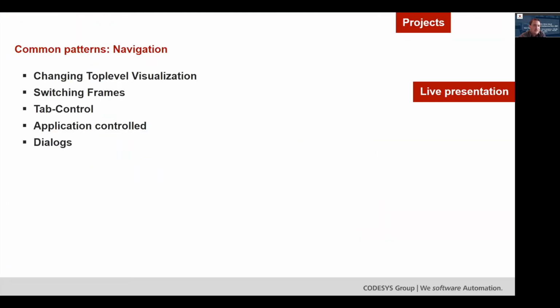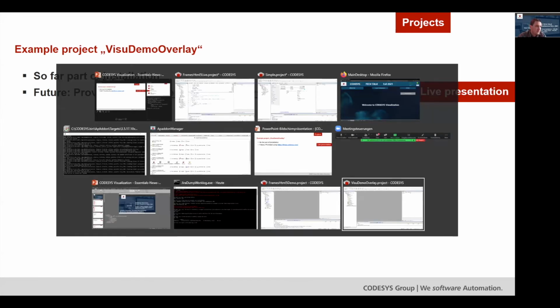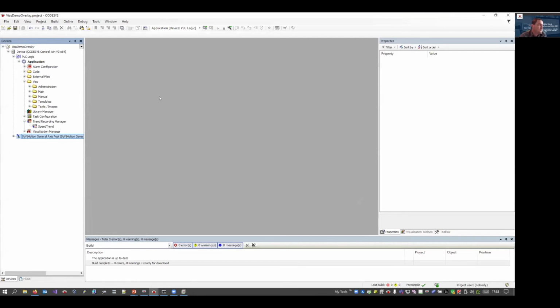And then in the next step, we can have a look at a more complex demonstration project called Visu Demo Overlay, which is so far delivered just as part of a CODESYS installation. And in the future, it is planned to provide this using the CODESYS Forge, so that everybody can have a simple look at this project. And I can switch to this project, and then we can have a look at some features therein.